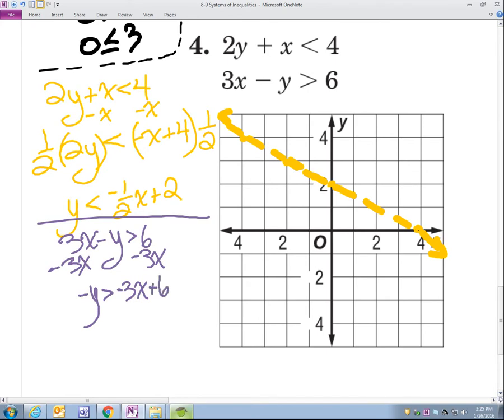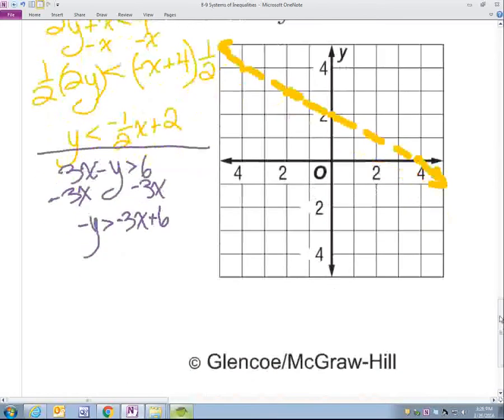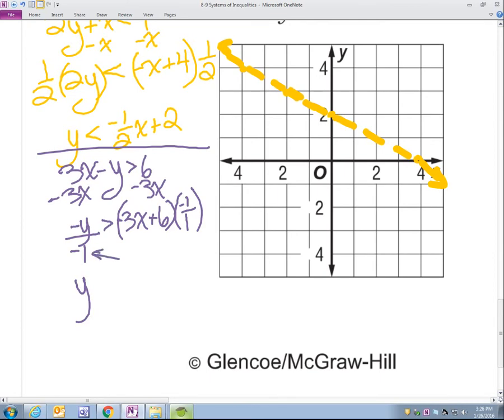But y is not by itself yet. I need to get y by itself. So in order to do that, I'm going to divide by -1 to both sides. So I'm multiplying by -1 over 1. So that leaves just y here. I'm dividing by a negative, so that means that the sign has to flip. So now I have 3x minus 6, because that flips the signs everywhere. Now I have a -6. Why would they do that? Why would they do that to you guys?